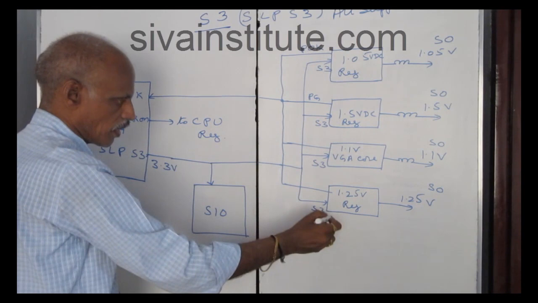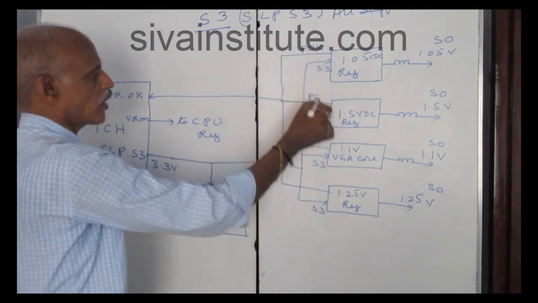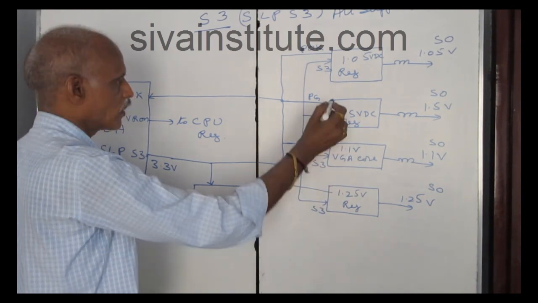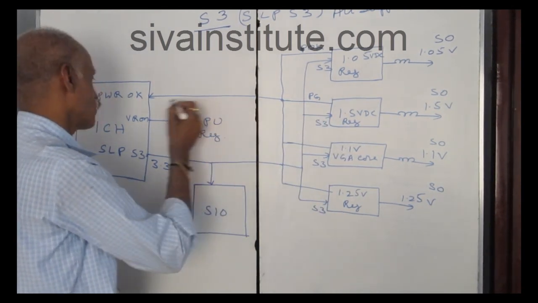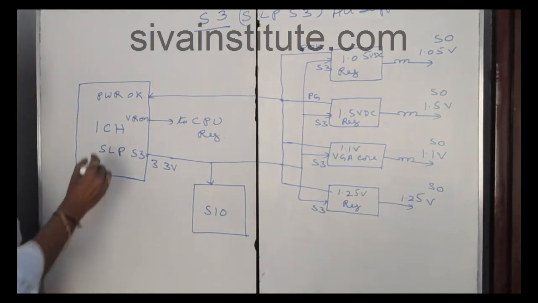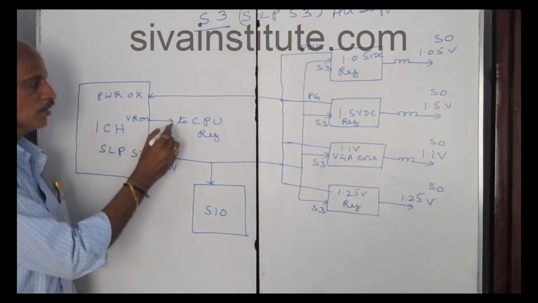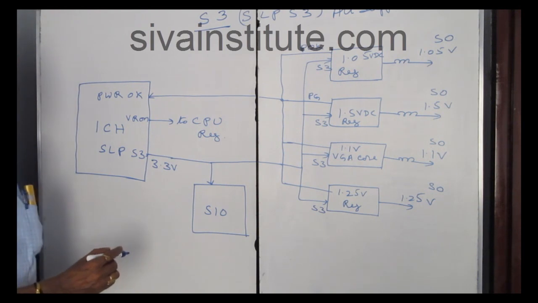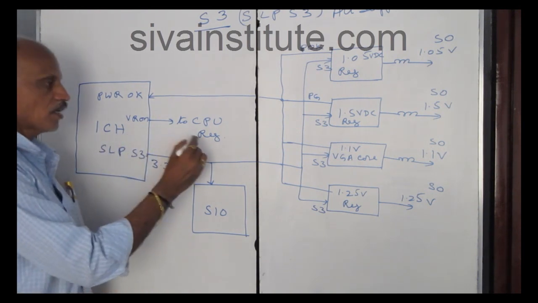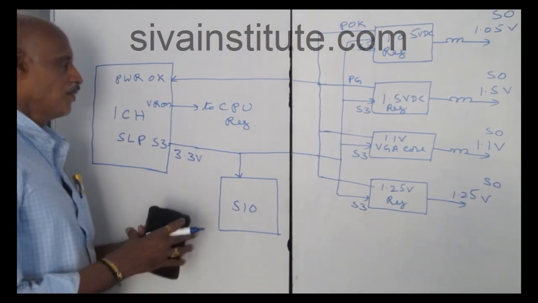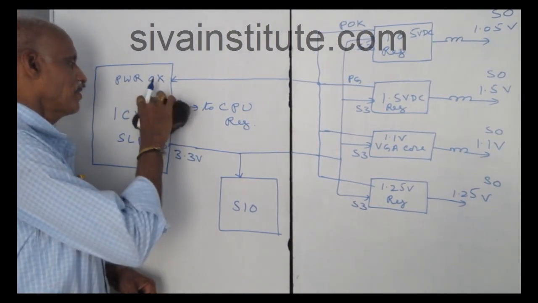When these regulators are okay, the power OK or power good voltage produced by these ICs goes to the power OK pin of ICH. After ICH releases the VR on voltage, this voltage goes to the CPU regulator. The CPU regulator will start function. In some sets, VR on will not come from ICH.